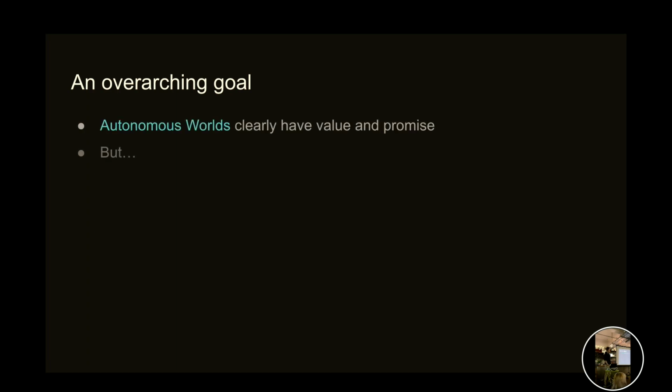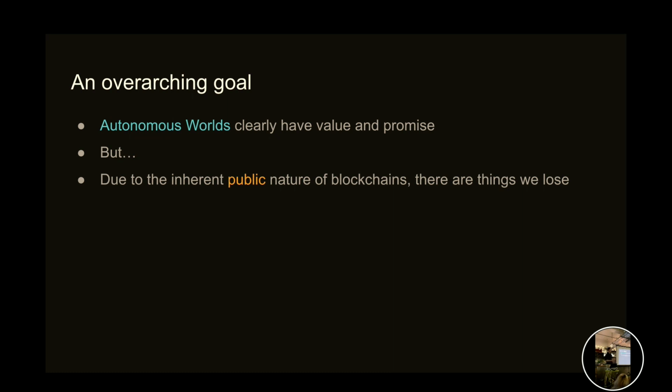But there are some affordances that we take for granted in traditional games and digital worlds that we lose when building autonomous worlds due to the inherently public nature of the blockchain. And so my overarching goal is to try and claw back some of those affordances with the help of some crazy cryptographic primitives. So what kind of affordances am I talking about? Well, the ones I'll focus on tonight revolve around private state and information asymmetry.